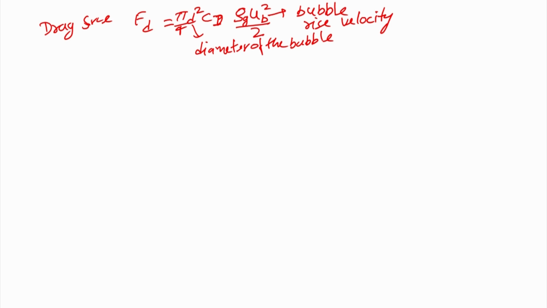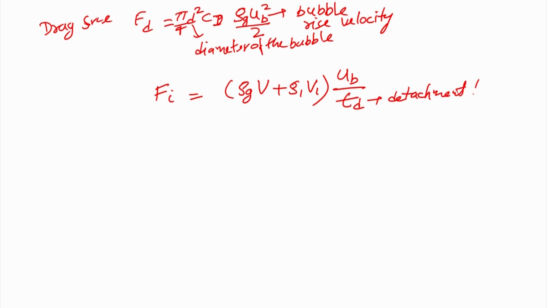So, what will happen? The bubble buoyancy will increase, it will try to detach from this place. Now, because it will try to detach from this place, the liquid will try to come and replace that bubble. So, that is the place where the inertial force will be acting, and that inertial force Fi, which actually reduces the bubble detachment, is going to be rho of G into V plus rho of L into V of L into UB, which is the bubble rise velocity, into time, or you can say the TD, which is the detachment time. So, this much is the inertial force acting here.